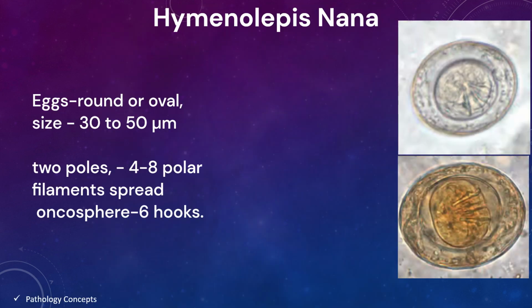The eggs of H. nana are round and slightly oval. The size range is between 30 to 50 micron. It has a striated outer membrane and thin inner membrane. On inner membrane there are two poles. From each, 4 to 8 polar filaments spread out between two membranes. The oncosphere has 6 hooks.